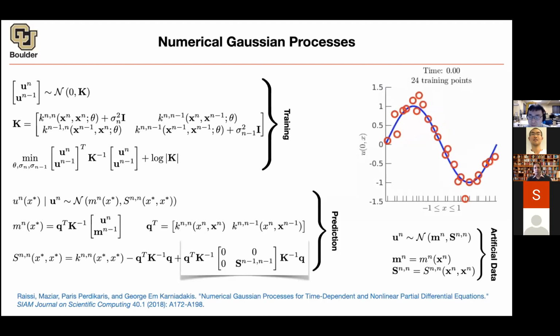And why do you get this S and N? You get it because your artificial data are noiseless, but they are uncertain. They have a mean, they have a variance. So you have to propagate the variance, the uncertainty.